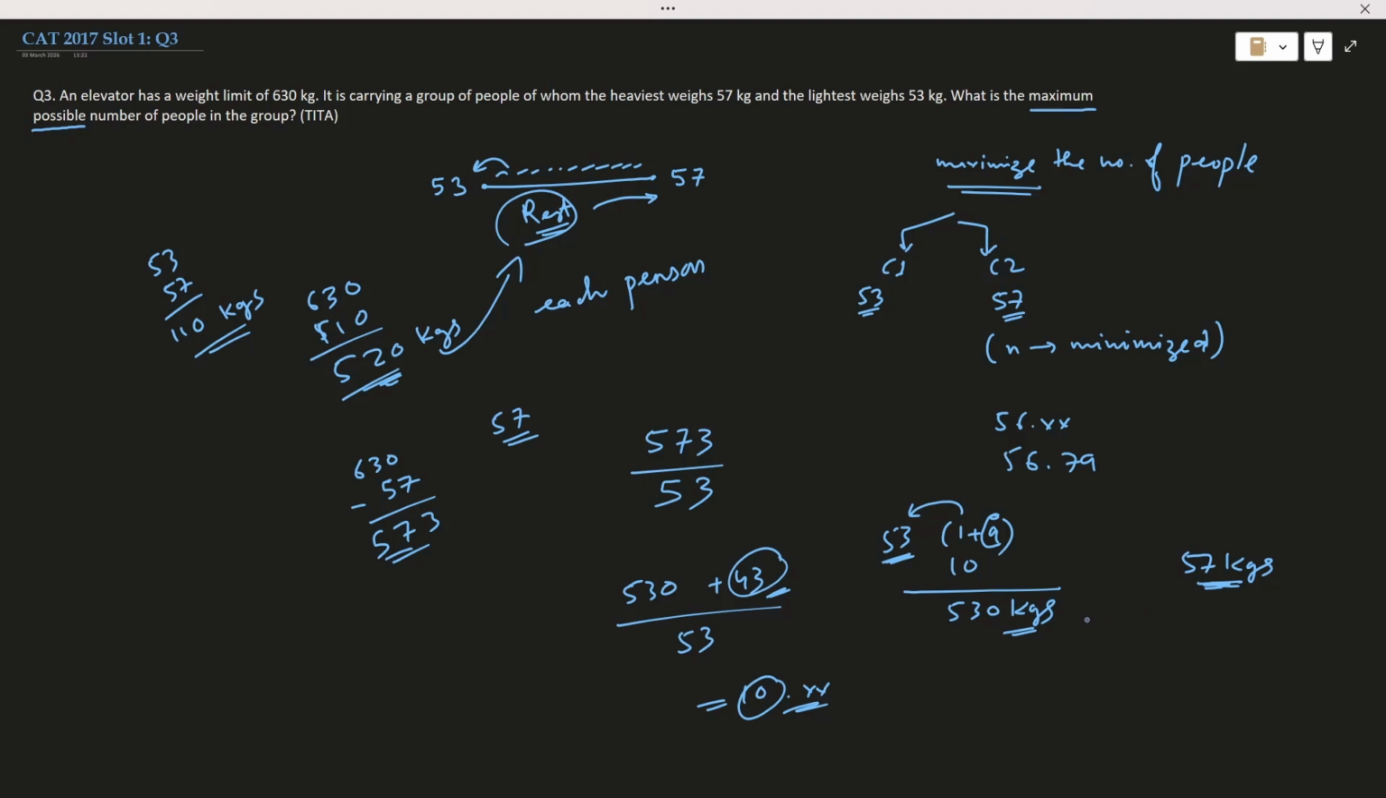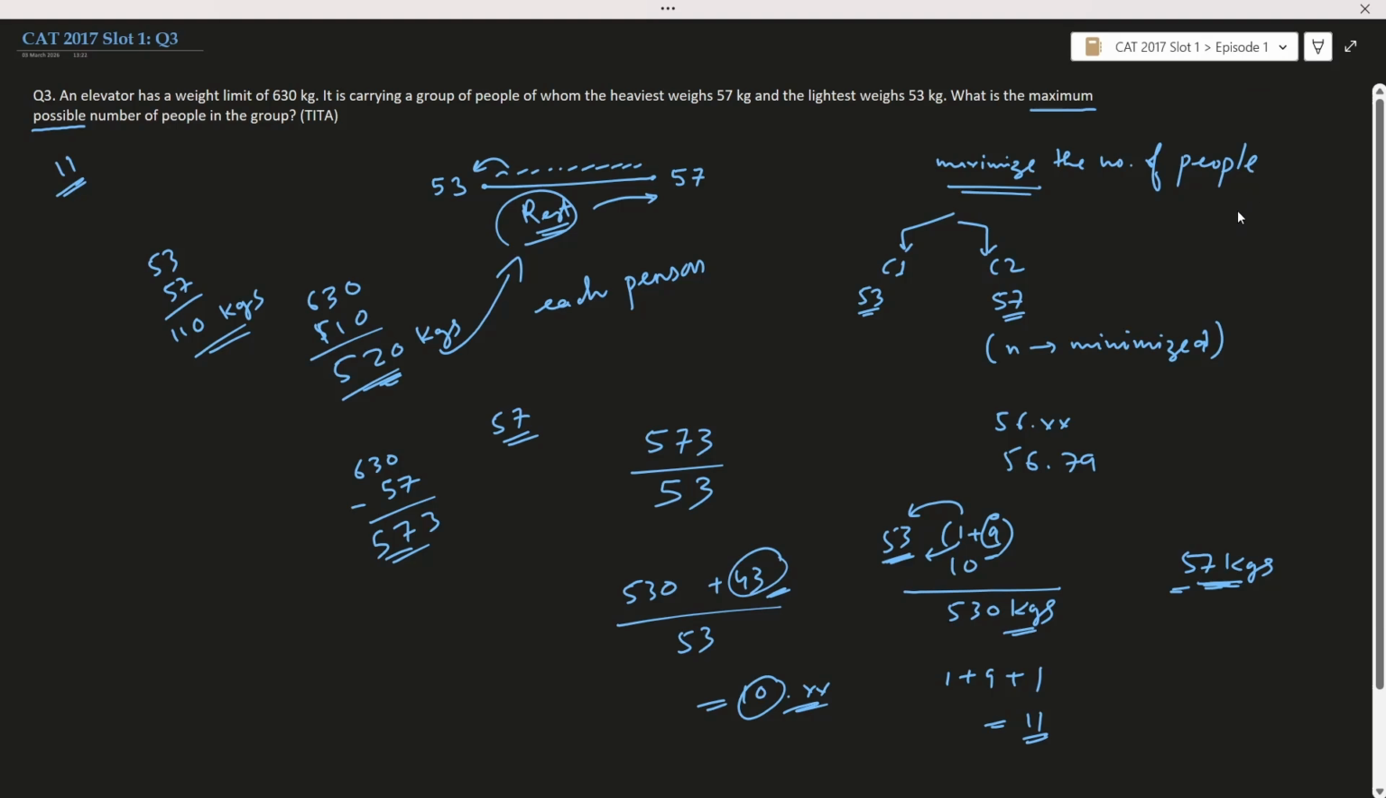So what is the maximum number of people in the group that is possible? 1 plus 9 plus 1. 1 is basically this one, 53. These are the 9 people and this is the heaviest one. So the correct answer should be 11. This was also a typo in the answer. So the correct answer will be 11.